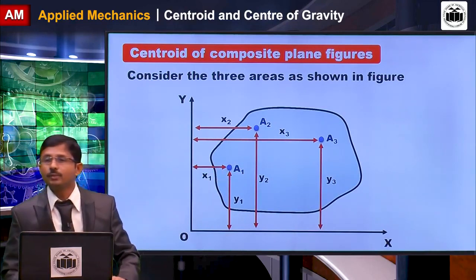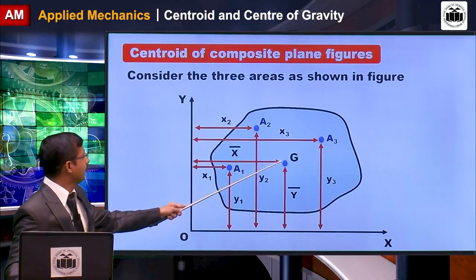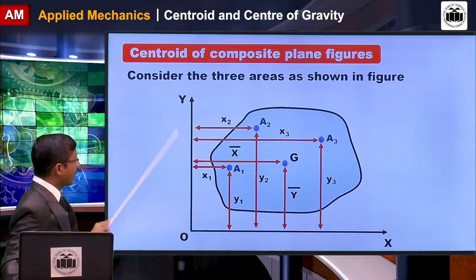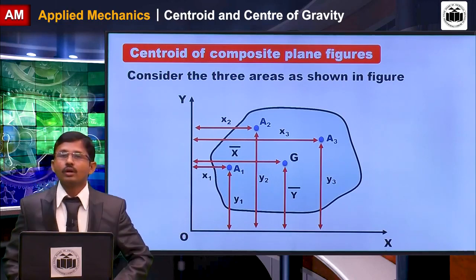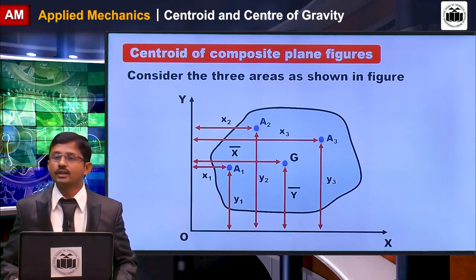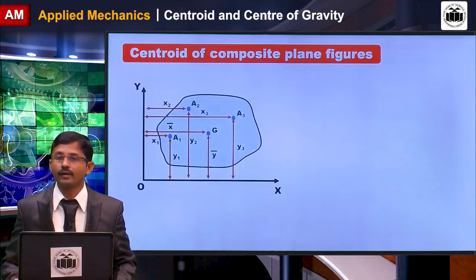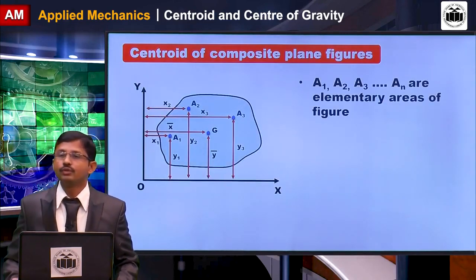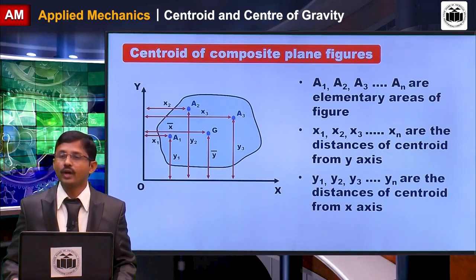Using this lamina, you can find the centroid as x bar from the Y axis and y bar from the X axis. For the x bar and y bar calculation, the reference axis is important, and using this we derive the equations. We have discussed A1, A2, A3, x1, x2, x3, and y1, y2, y3.